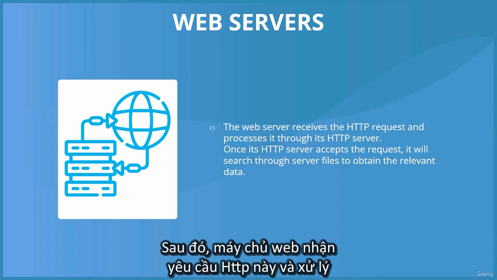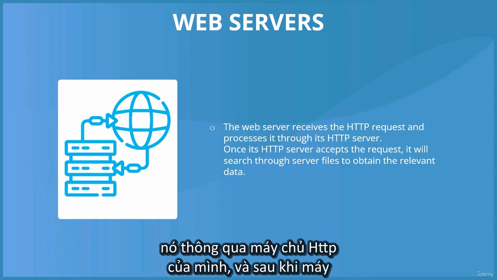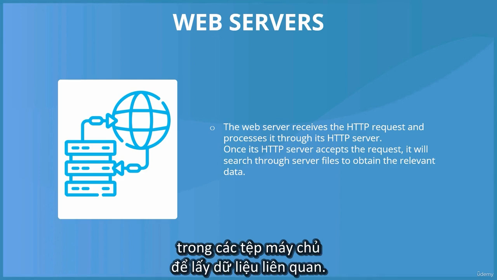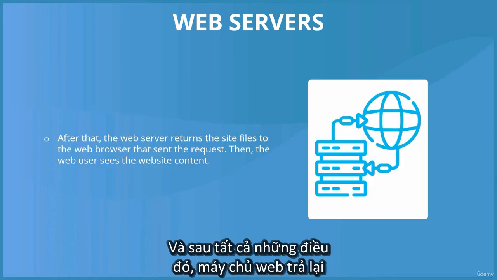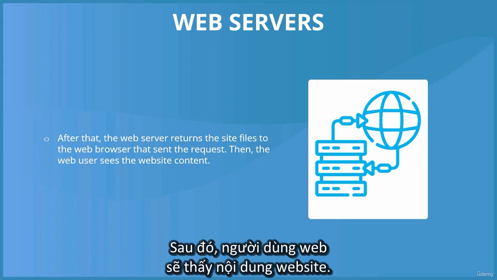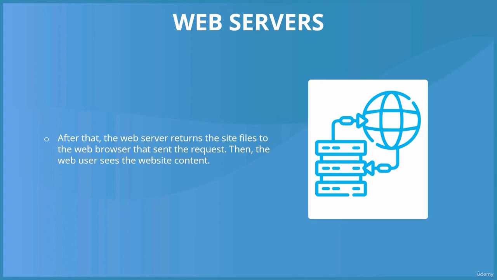Then the web server receives this HTTP request and processes it through its HTTP server. Once its HTTP server accepts the request, it will search through server files to obtain the relevant data. After all that, the web server returns the site files to the web browser that sent the request. Then the web user gets to see the website content.